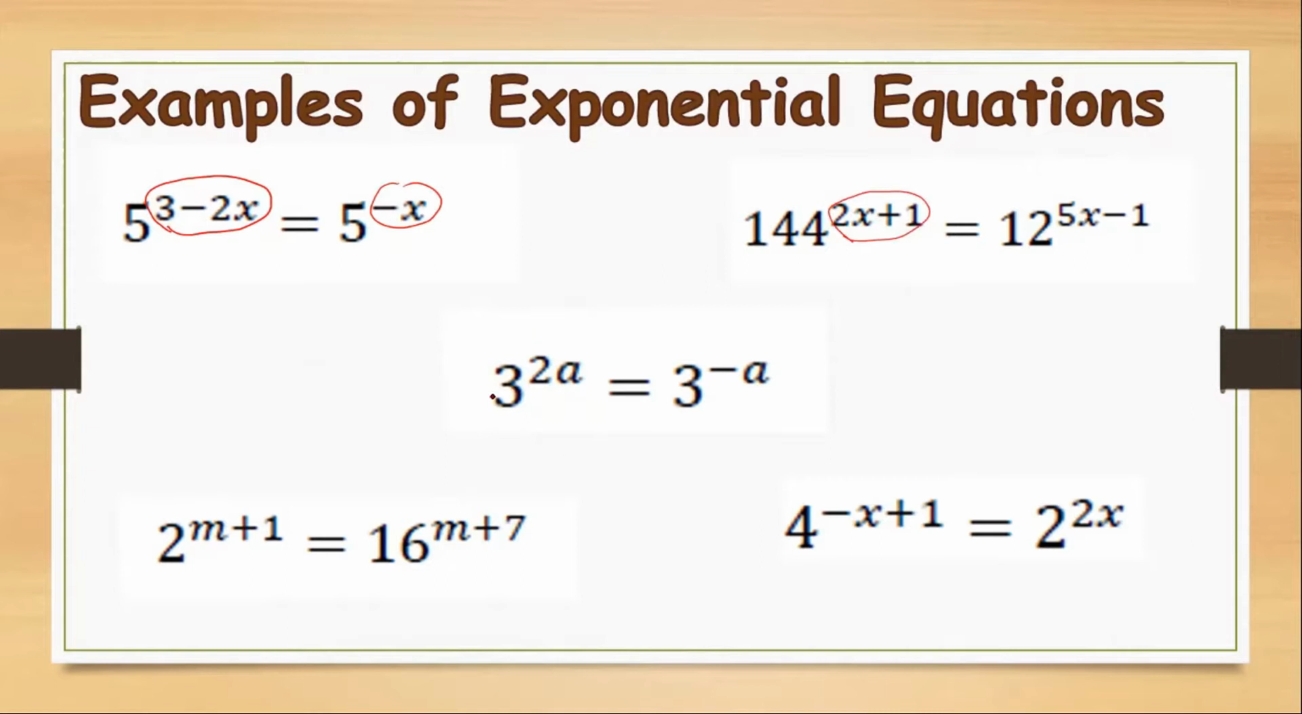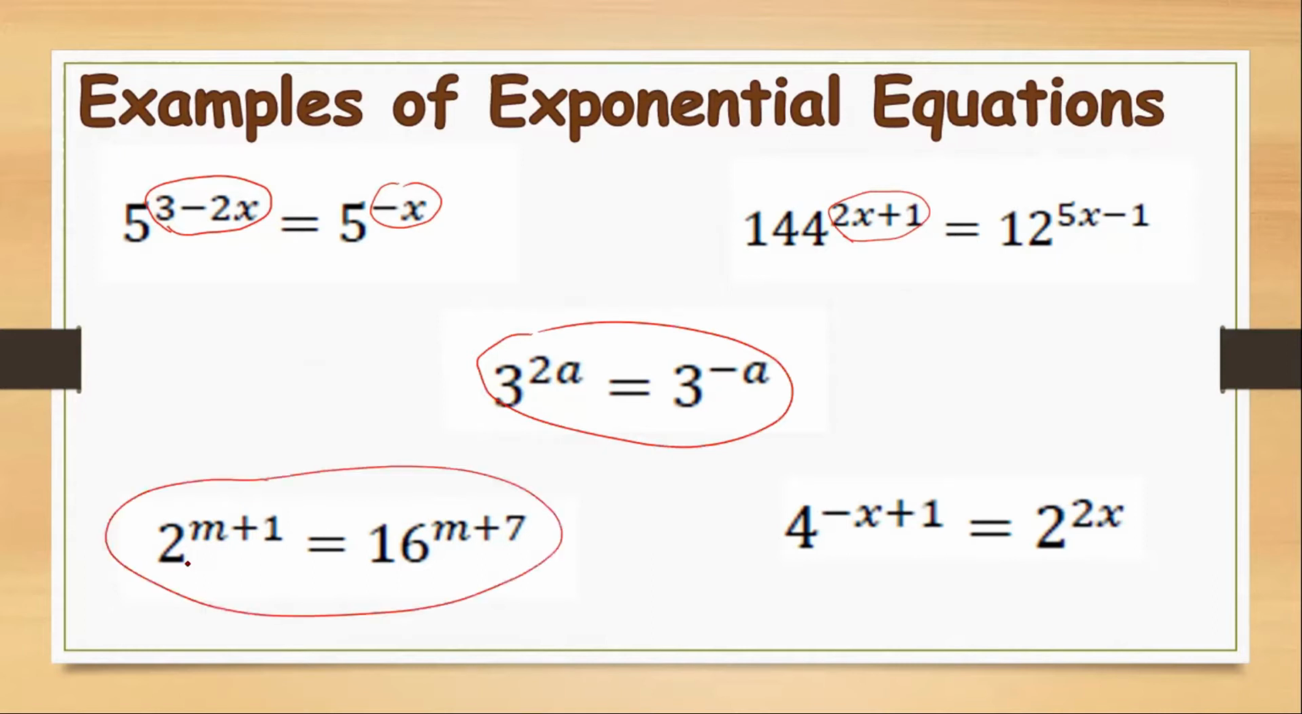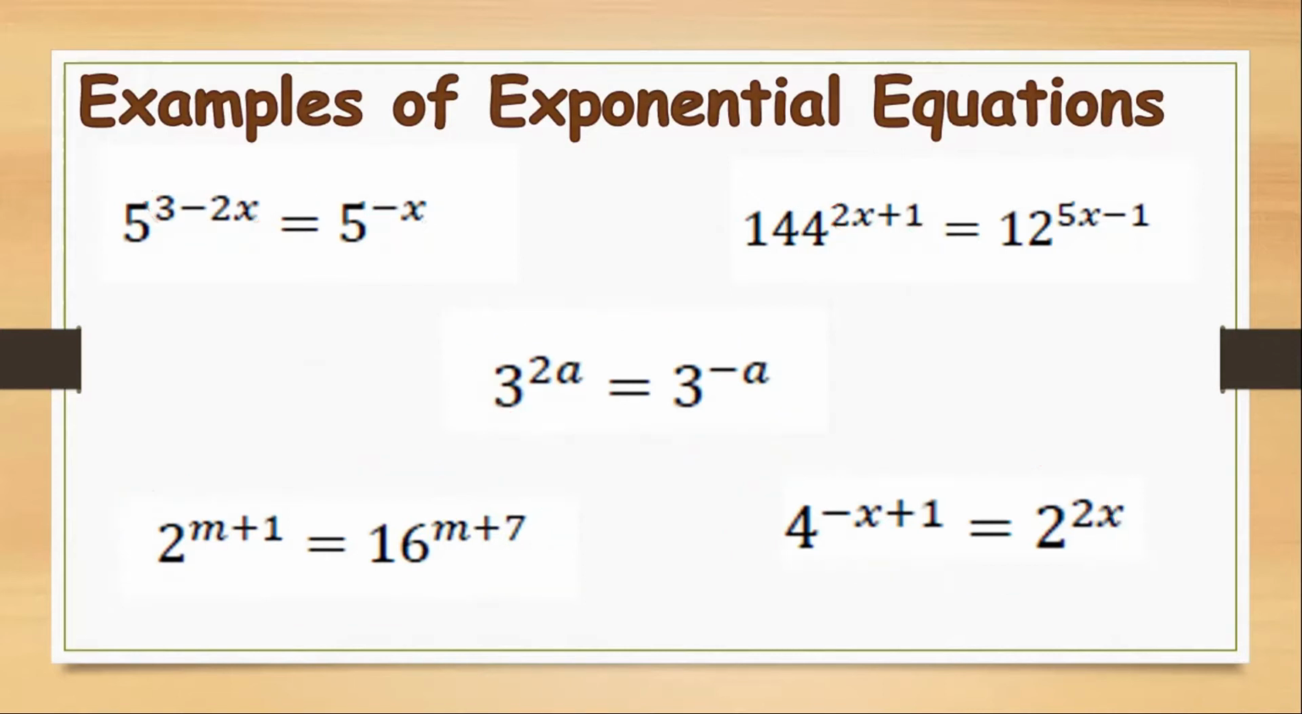Same thing here. We have 3 raised to 2a equals 3 raised to negative a. Next one, we have 2 raised to m plus 1 equals 16 raised to m plus 7. And lastly, we have 4 raised to negative x plus 1 equals 2 raised to 2x. So these are the examples of exponential equations. Take note that they have an equal sign between the two exponential expressions.